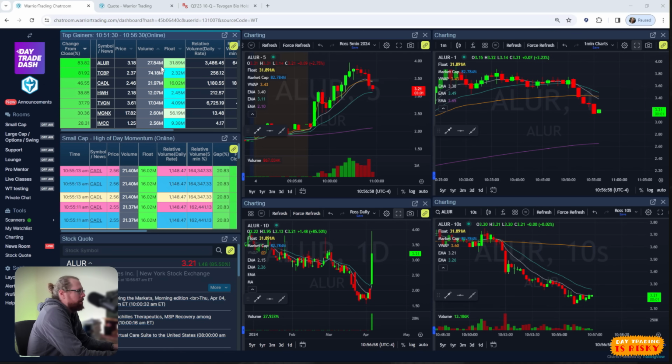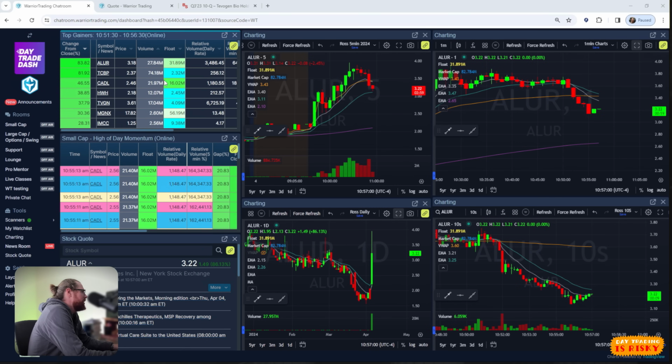So it's moving higher, but it's not a strong imbalance. Now, TCBP has a strong imbalance. It's up 81%. But again, unfortunately, on this one, for whatever reason, it just got really choppy, got really crowded.